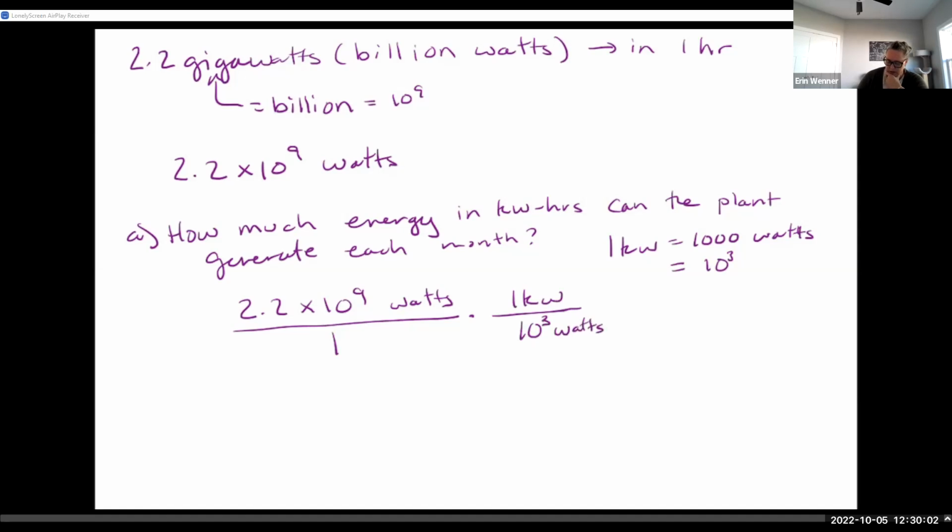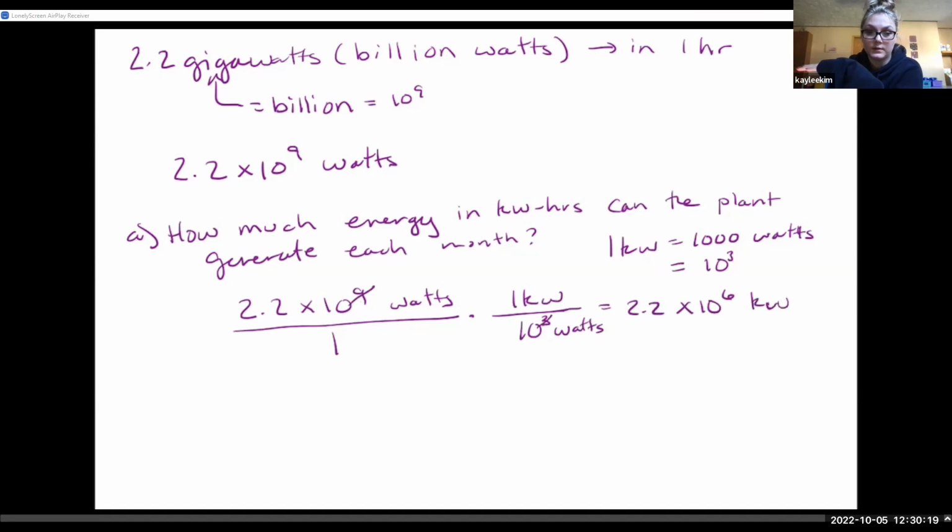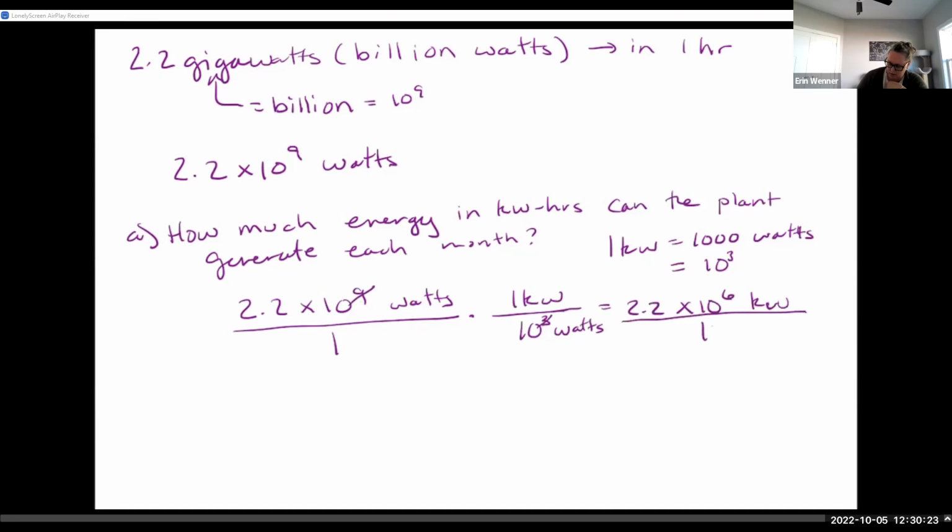When we do this, 10 to the 9th over 10 to the 3rd, those cancel, and we end up with 2.2 times 10 to the 6th kilowatts. And that's per hour? Per hour, yes. Okay. So we can say that's over 1 hour. And if you want, you can put 1 hour here too.